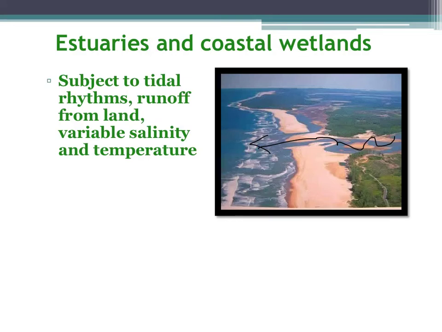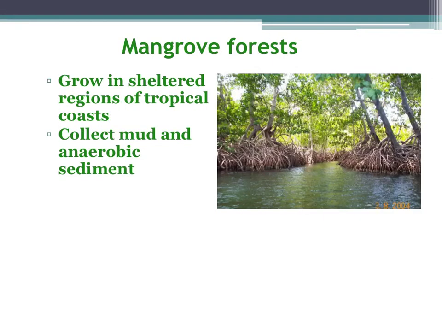Very high area of net primary productivity. We do have plants and animals that are adapted to both, and a lot of times they're adapted to varying levels. So we get varying levels in this region. We also get a lot of runoff from land. We've, of course, got variable salinity and temperature in these regions. So the animals do have to be well adapted, and plants for that matter, but very high productive areas.